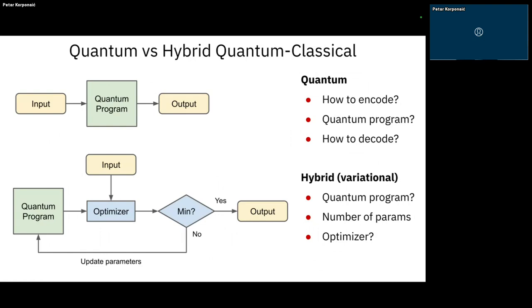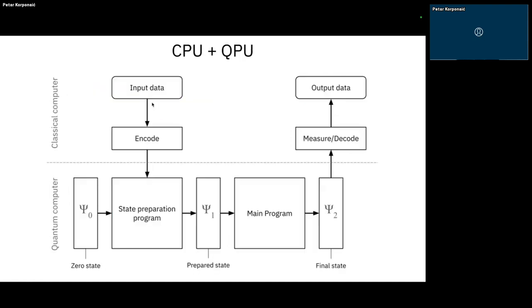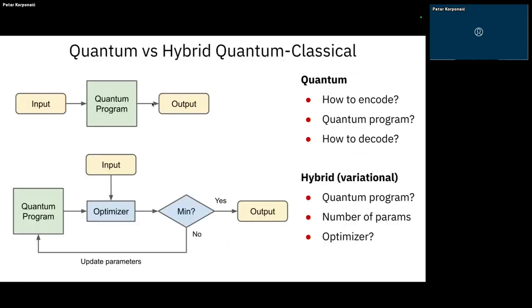Just to add that there are two approaches. When talking about quantum algorithms, we have quantum-only algorithms where input is encoded into quantum state, quantum program executes, and we read output directly from quantum computer. So this is what I showed in the previous picture, and this is the quantum approach.